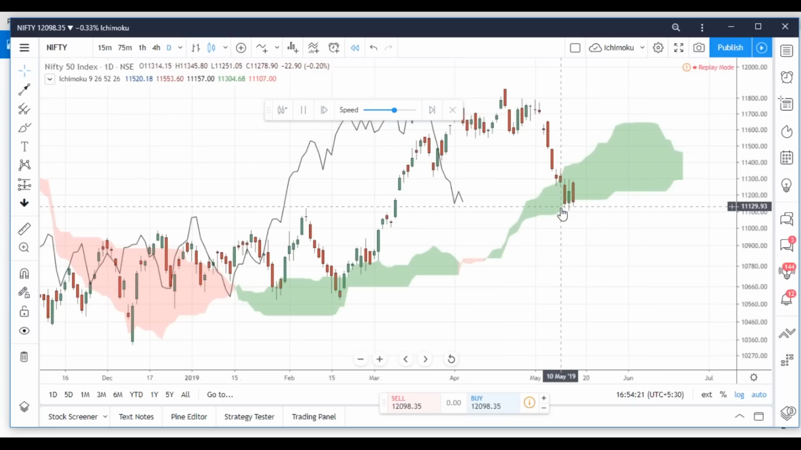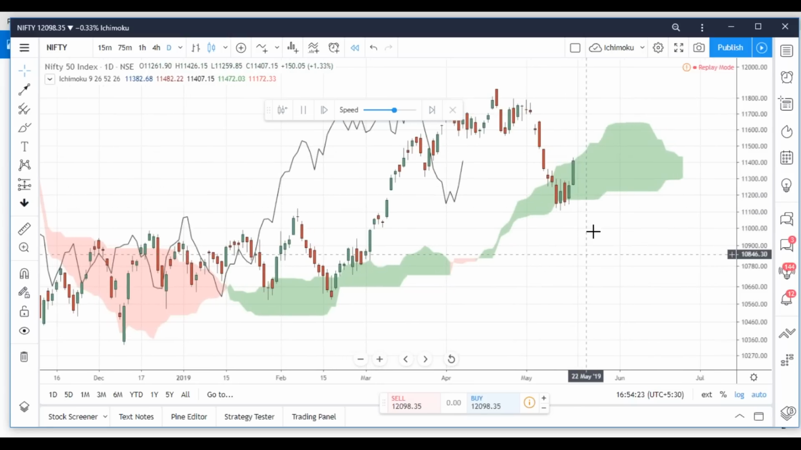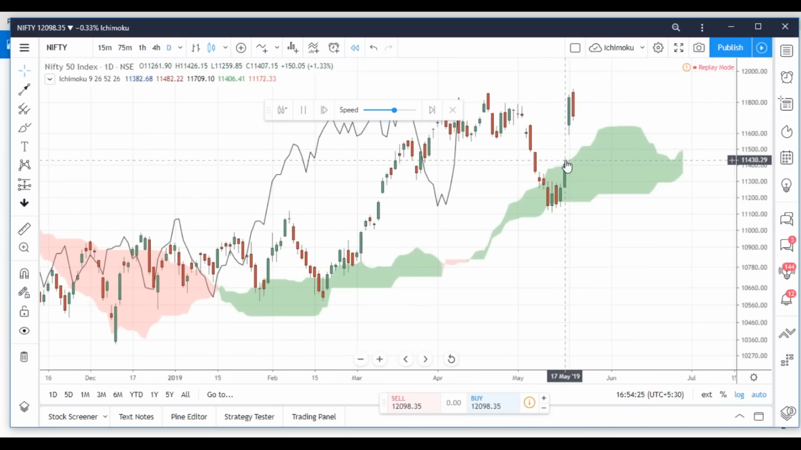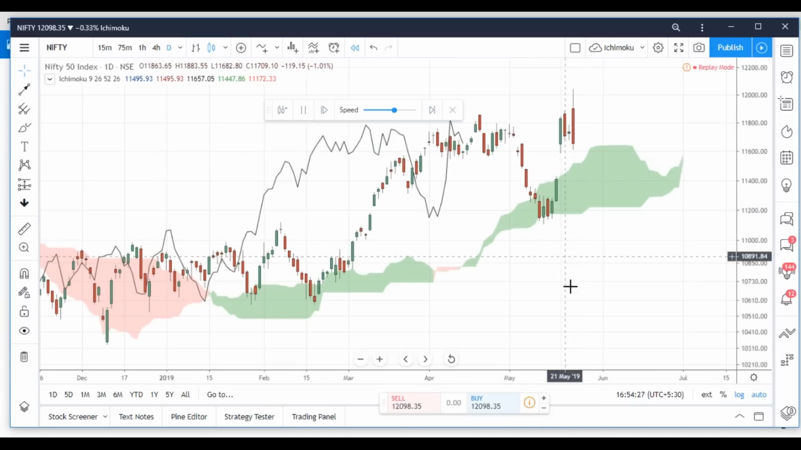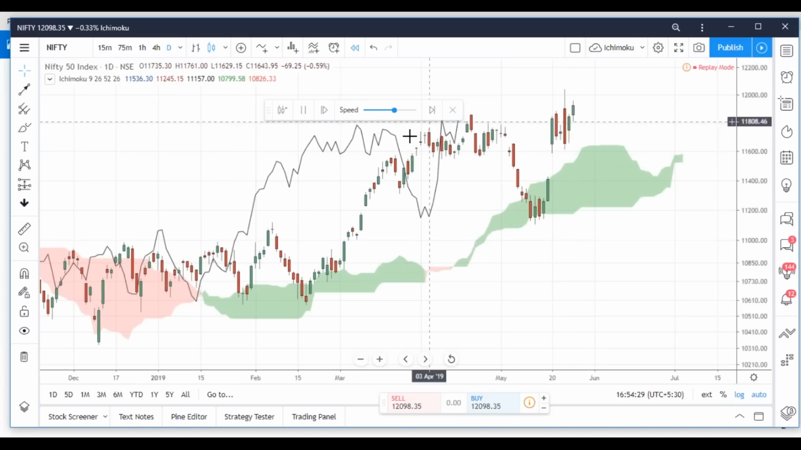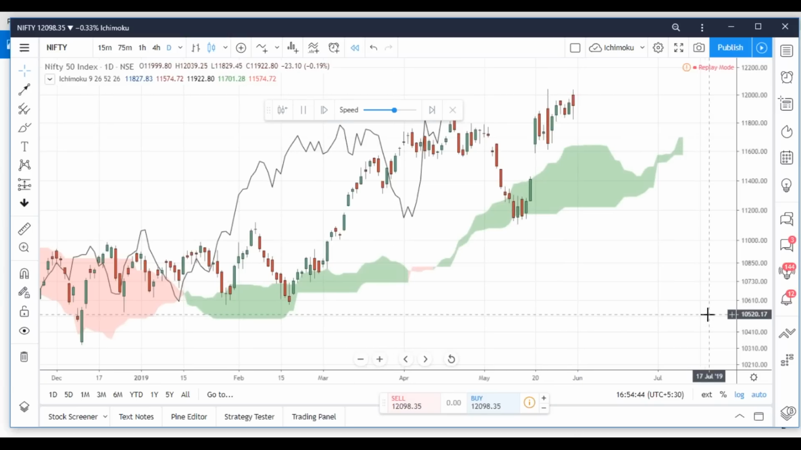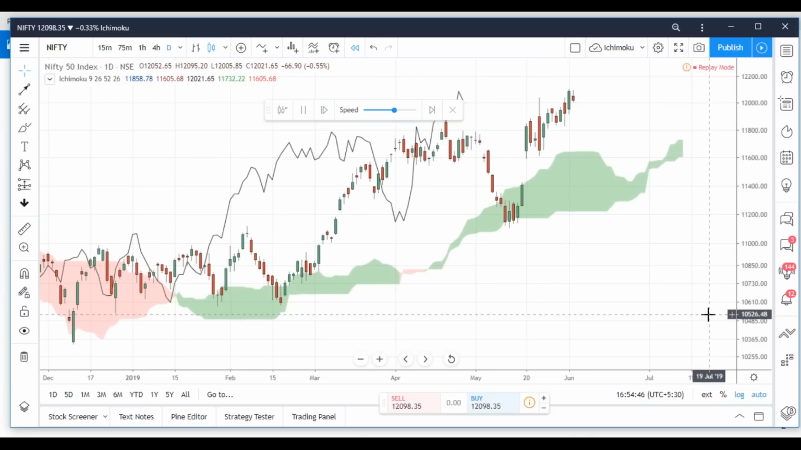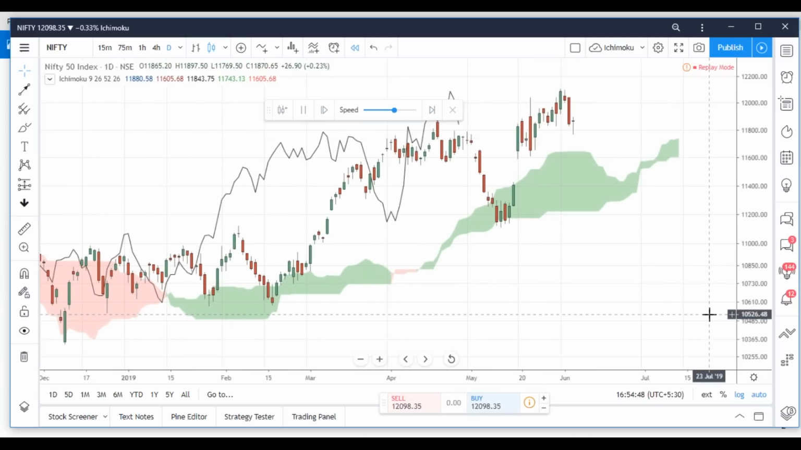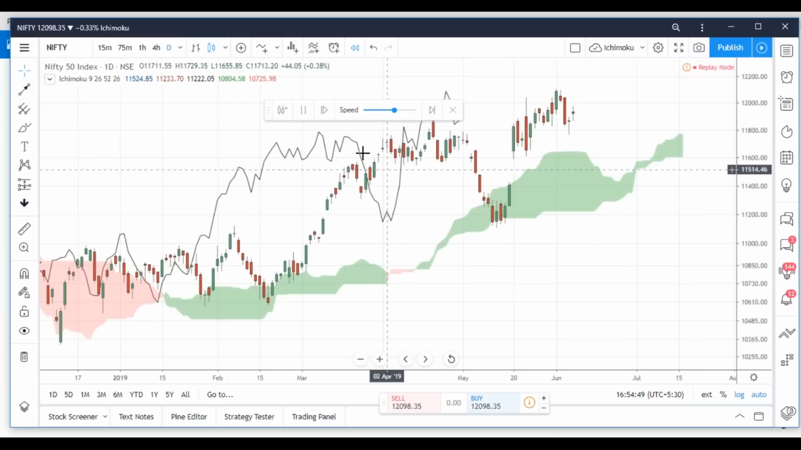And see, this is our cloud bounce. See, took support, closed above the cloud, and nice bounce. And this was the scoop also. Chikou, let me stop here. Chikou touched the price, went below it, and here Chikou is again above the price. So above this candle high was a long entry. And see how nicely it worked out. So this was the scoop portion.